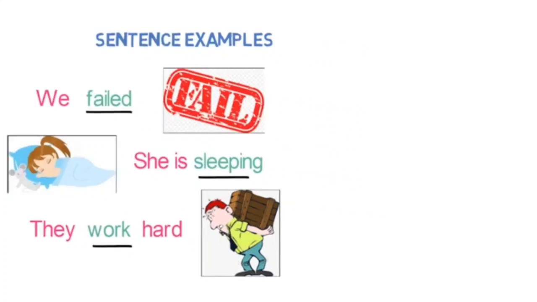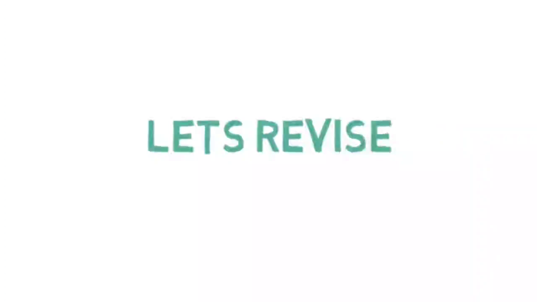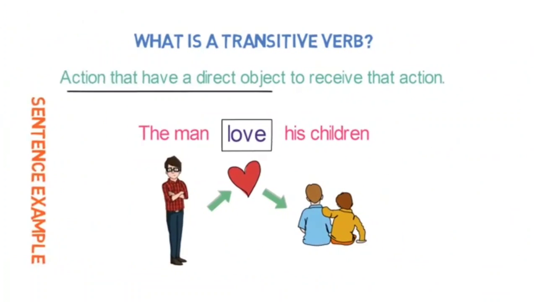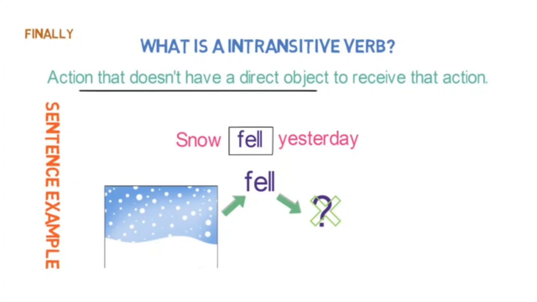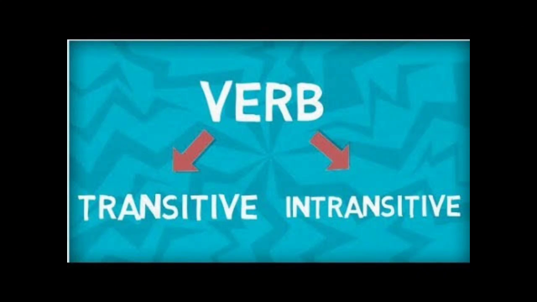So children, that's all about transitive and intransitive verbs. Let's revise one more time what we discussed today. Firstly, we discussed what is meant by subject, object and verb with an example. Then we discussed what a transitive verb is. It is an action verb with a direct object. Finally, we discussed what an intransitive verb is. It is an action verb without any direct object. So that's all, children. We have discussed transitive and intransitive verbs.